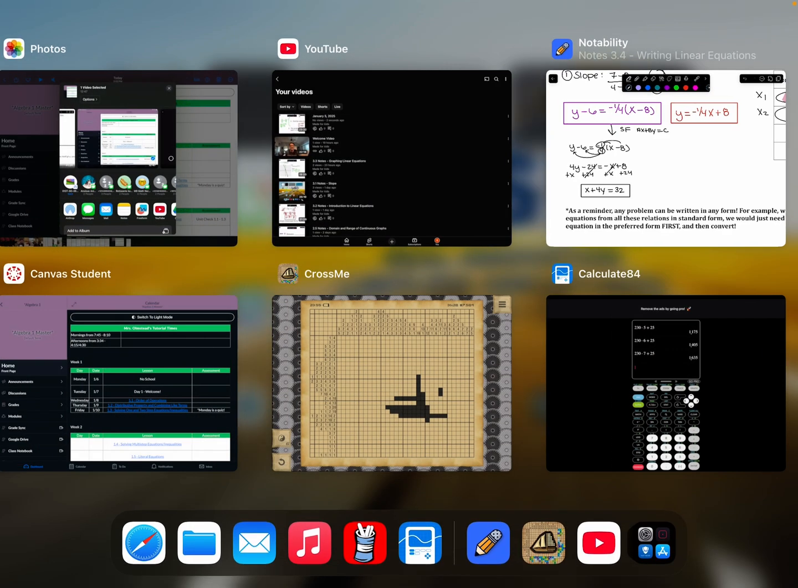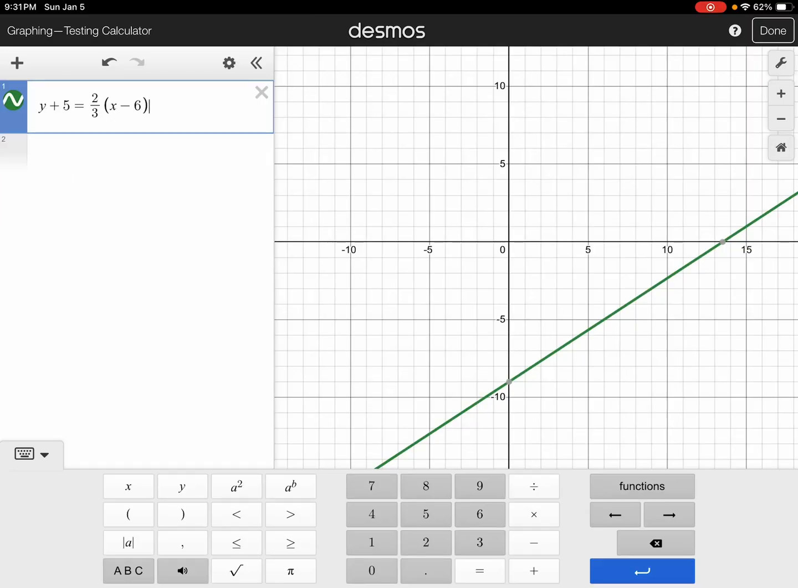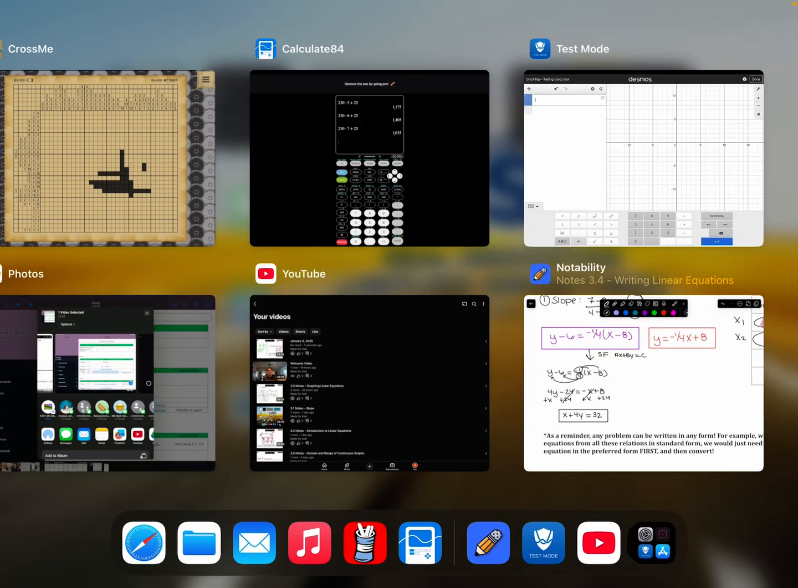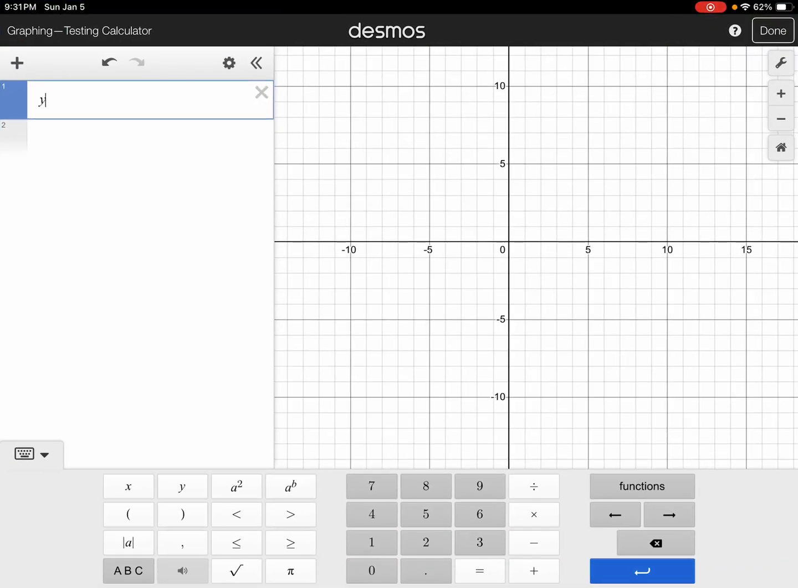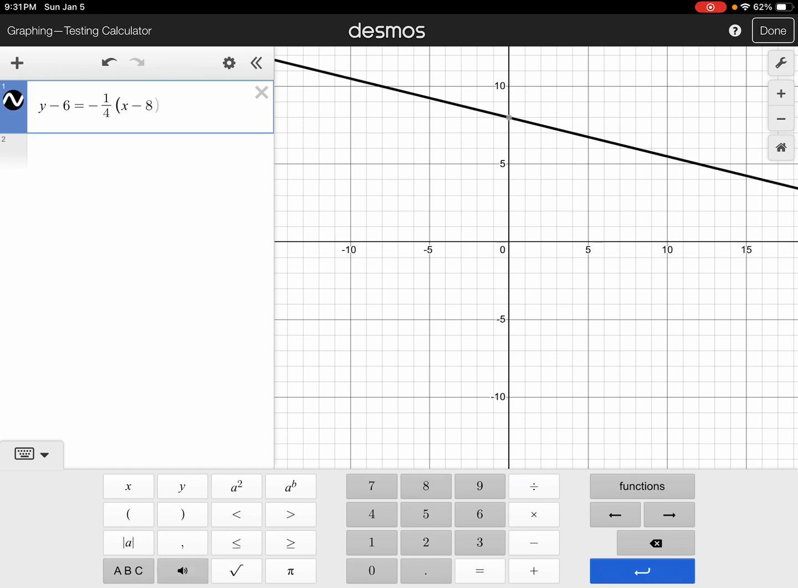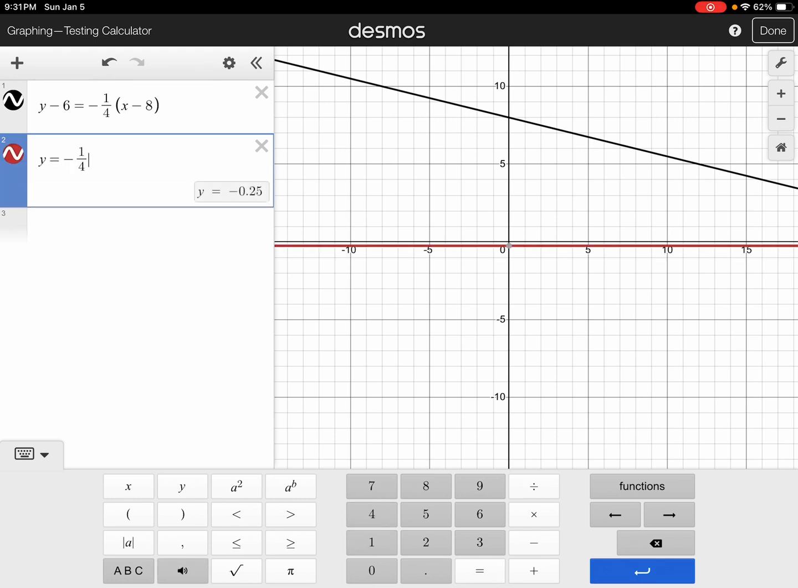So all three of these equations here actually represent the same graph, and I'll show you what I'm talking about here, okay? I'm going to go to Desmos. There's so much up here, I apologize. Okay, so we're going to start with our point slope form, which is y minus 6 equals negative 1/4 x minus 8. Okay, so there's my line.